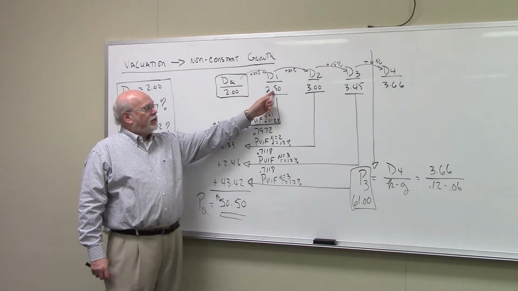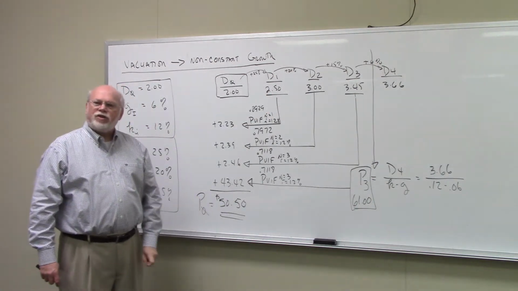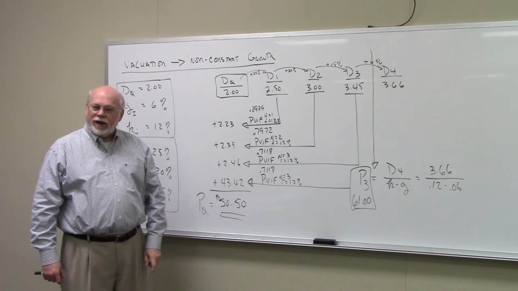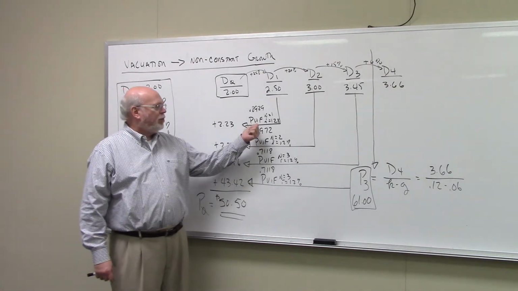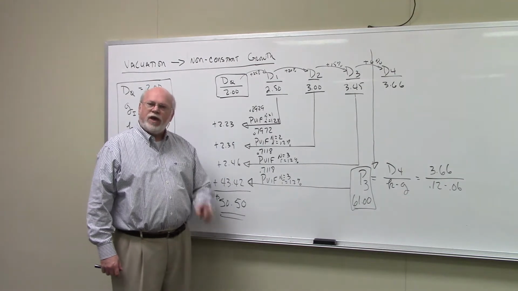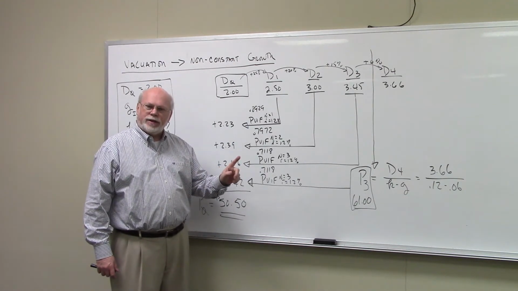Now, the first dividend, $2.50, is received 1 year from now. It's a lump sum cash flow. To find its present value, I'd multiply it by my PVIF at 1 and 12%.